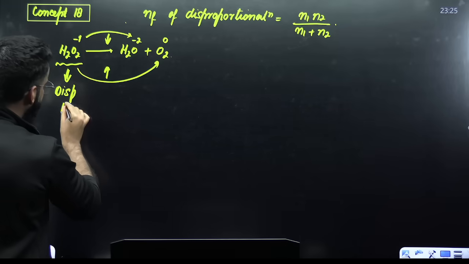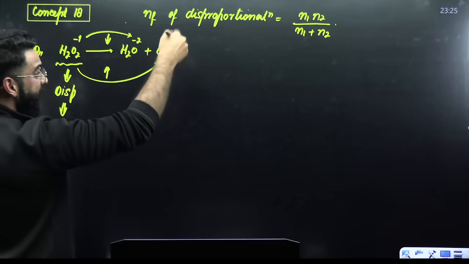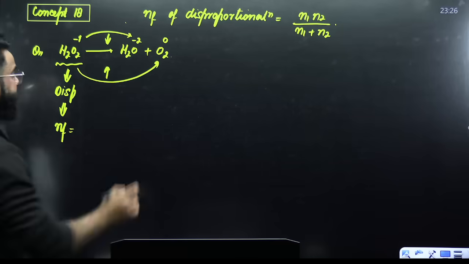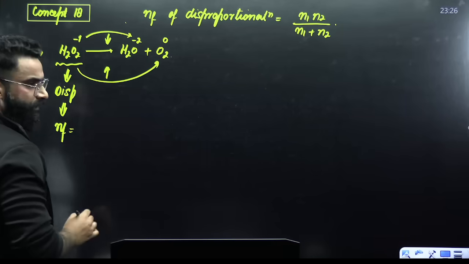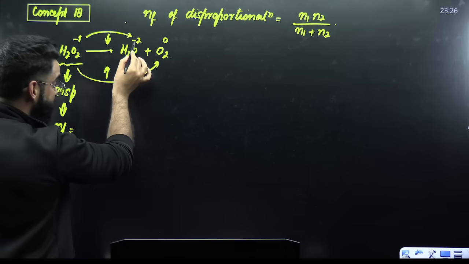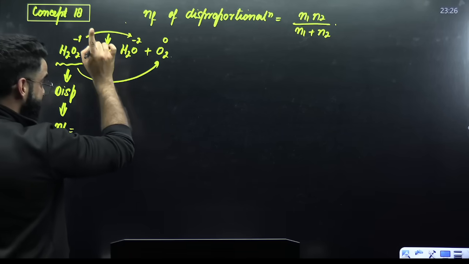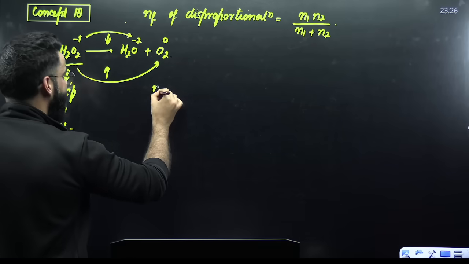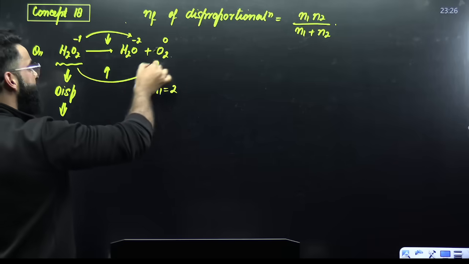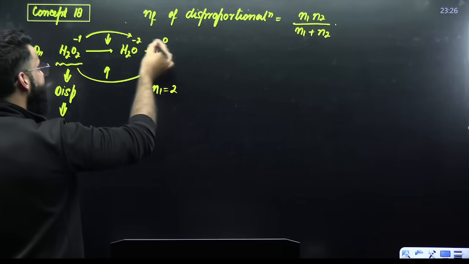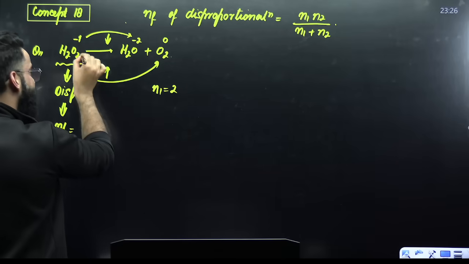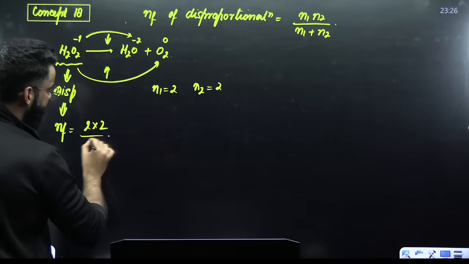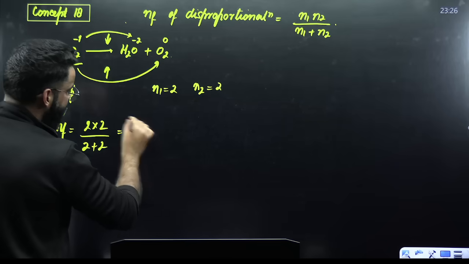And how do we calculate its n factor? Its n factor is calculated as n1 n2 divided by n1 plus n2. Now, how do we get n1 and n2? See, -1 to -2. What is the change? Change is final minus initial. The value is 1. 1 is the change for one oxygen. I have 2, so 1 into 2 is 2. So n1 value is equal to 2. Now similarly, -1 to 0, final minus initial. The value is 1 for one atom. I have 2, so n2 value is also 2. So this becomes 2 multiplied by 2 divided by 2 plus 2. The value comes out to be 1.